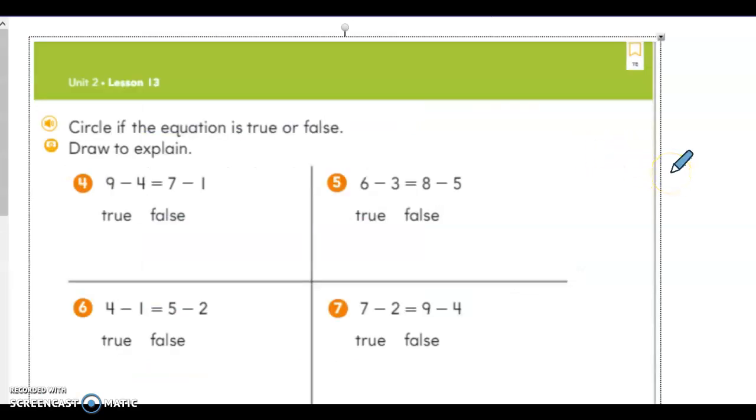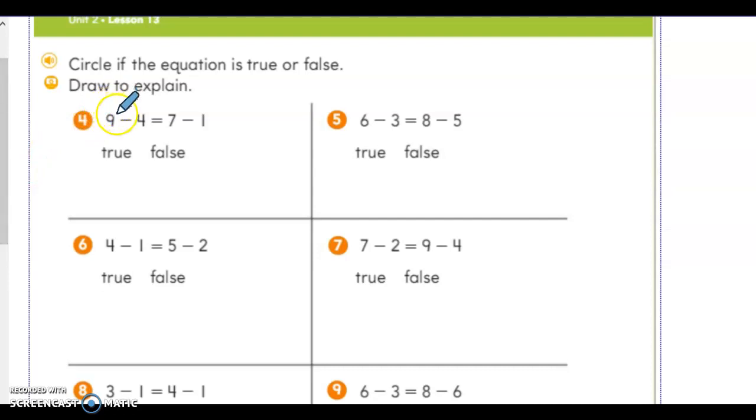All right, now that you're done with that other side, we're going to circle if the equation is true or false. So you're going to be circling one of these words and then drawing to explain your answer, making a proof drawing basically. So here we have 9 minus 4 and 7 minus 1. So we have 9 minus 4. What does that equal to? 5. And we have 7 minus 1. What's the number that comes before 7? 6. Is 5 the same as 6? Nope, that's false. So circle the word false. Then friends, you would draw 5 circles, and then in the middle you would put the not equal sign, and then 6 circles. So it would be 5 circles are not equal to 6 circles.